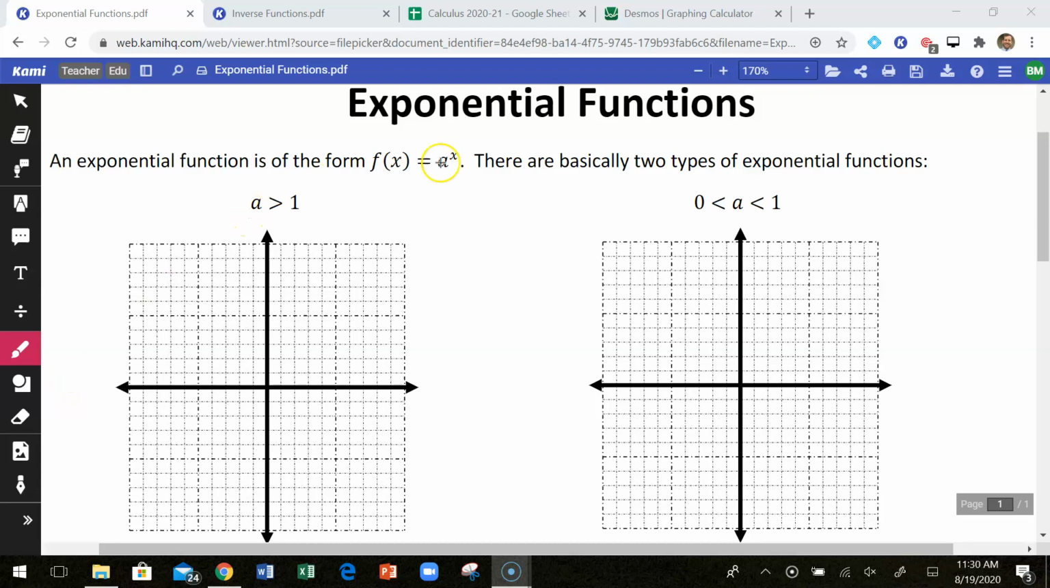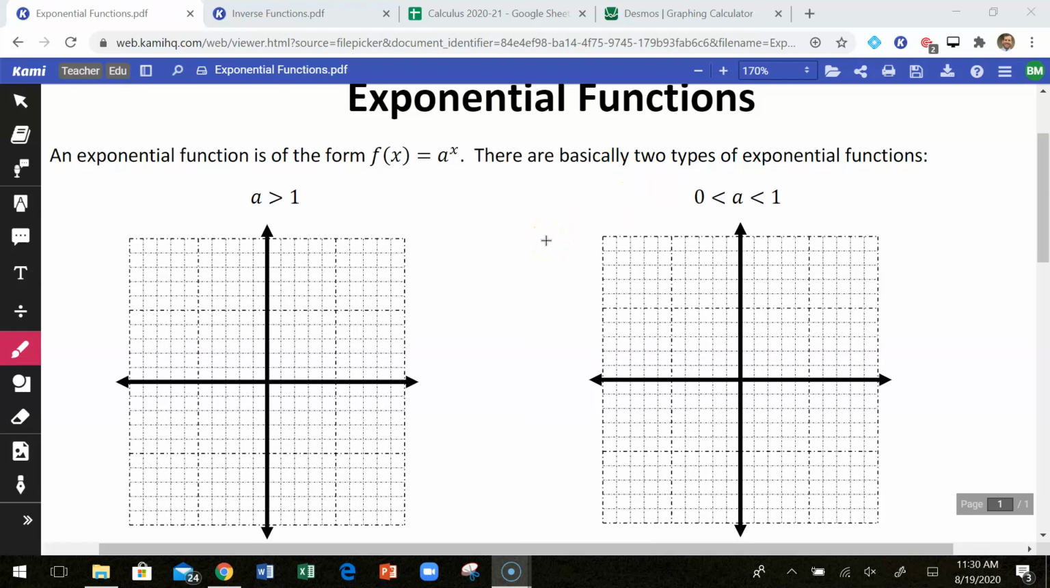Okay, in this video we're going to discuss exponential functions. First of all, an exponential function is of the form where you have a number and then your variable is the exponent. So in this case we have a to the x. Again, a could be any number at all, and our exponent is our variable x.